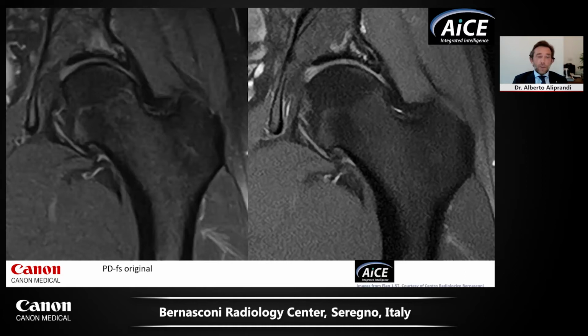Before moving to the hand, I show you two cases. This is my patient, a case of follow-up of bilateral hip surgical treatment in femoroacetabular impingement. The image was produced in the Bernasconi Center. In the right image, we have a recent examination with AiCE control, and the left image shows the MRI original protocol with the standard algorithm.